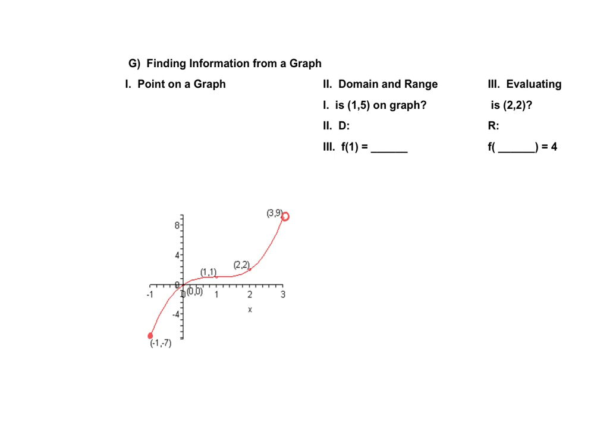If you notice what this is saying, it's written out kind of funky. It's saying, finding information from a graph. You should be able to find a point on a graph or determine if a point is on a graph. You should be able to talk about the domain and range of the graph, and you should be able to do some evaluating. We've done some of this already, but let's go through.